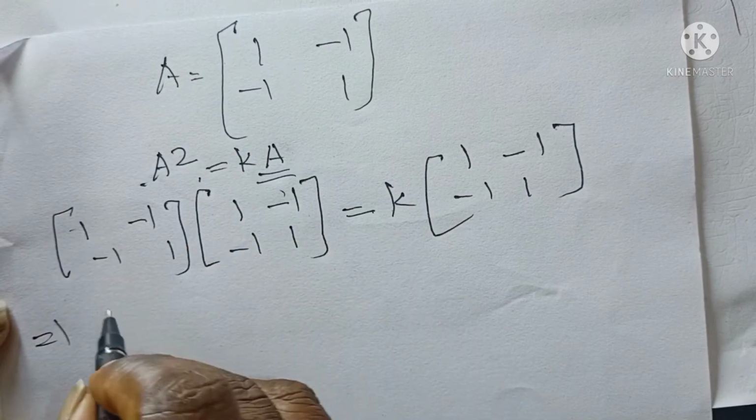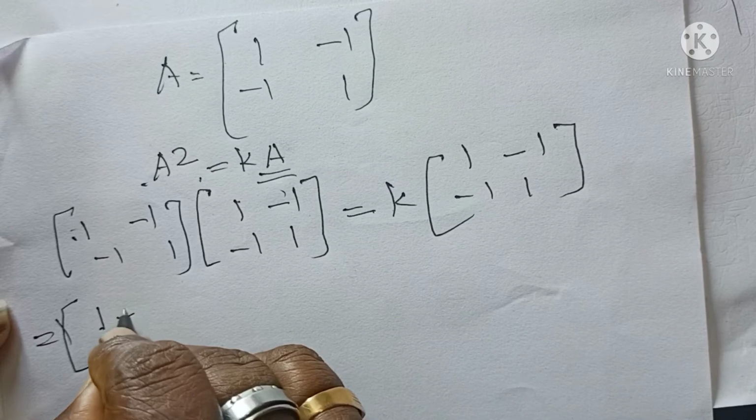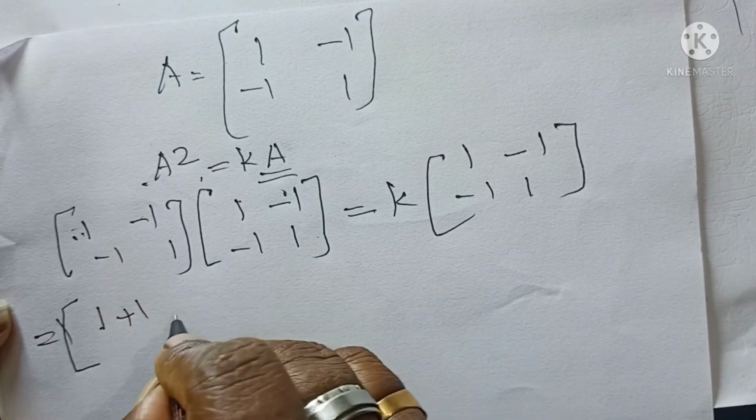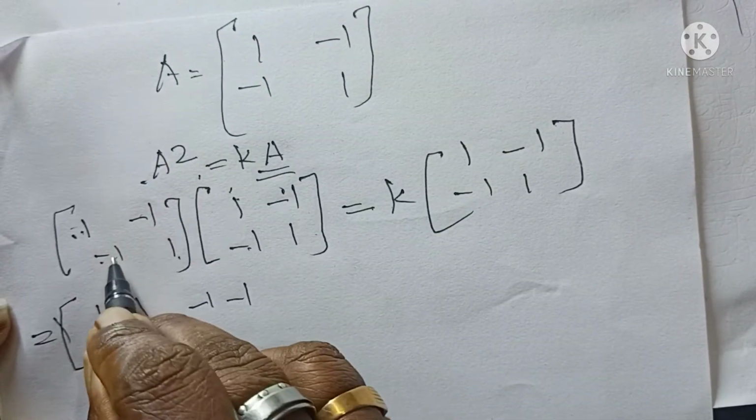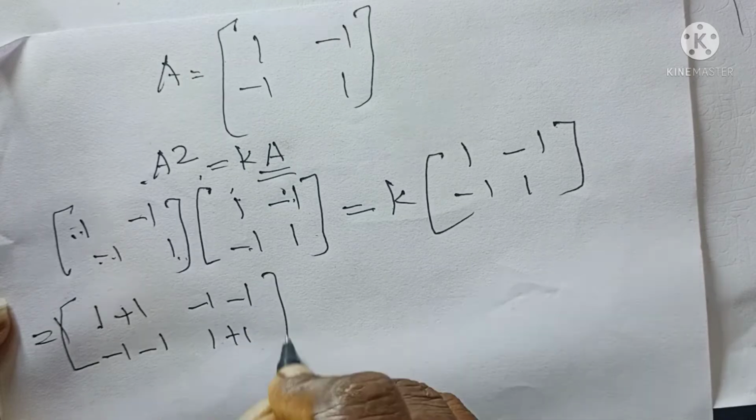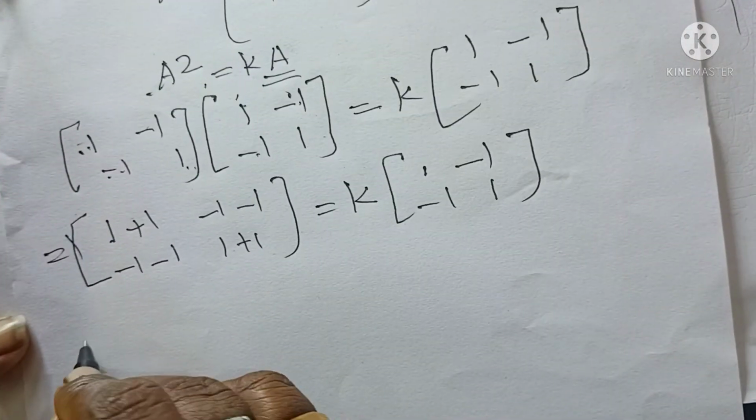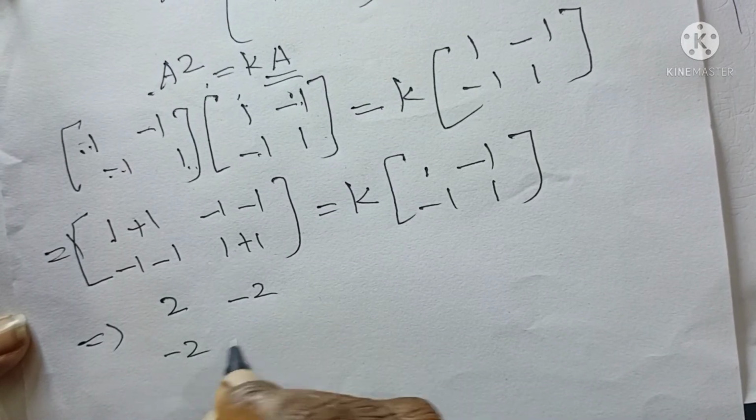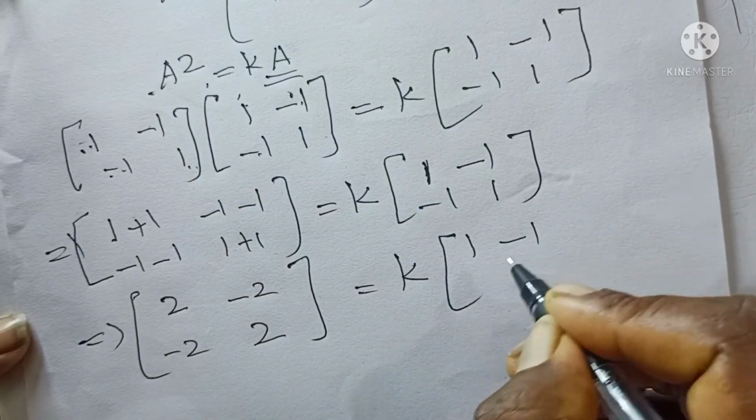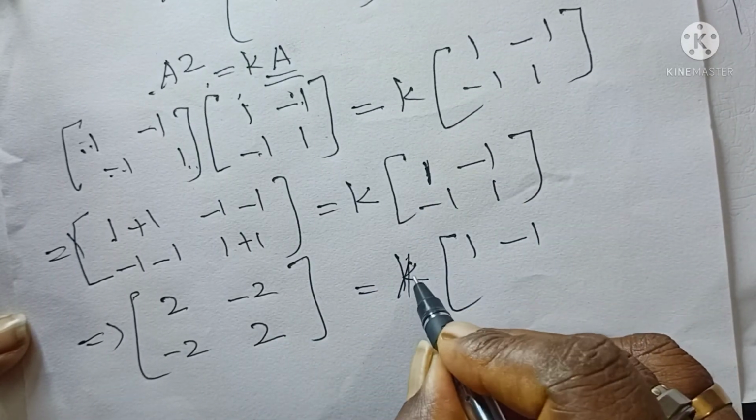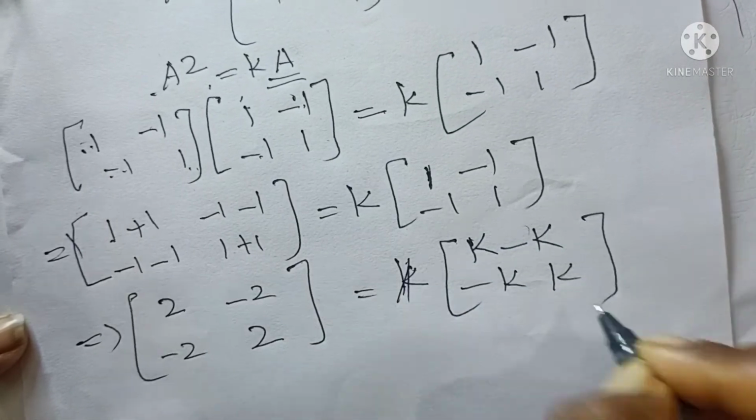Then we have to multiply this. So 1 into 1, 1 plus 1, then minus 1 minus 1. Then minus 1 minus 1. Here plus 1 plus 1. Which is equal to K into the matrix 1, minus 1; minus 1, 1. This implies 2, minus 2; minus 2, 2, which is equal to K times 1, minus 1. Here we have to multiply K with all the numbers. So here K, minus K; minus K, K.